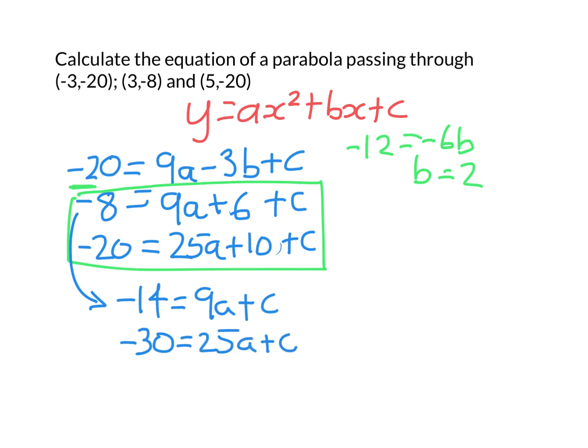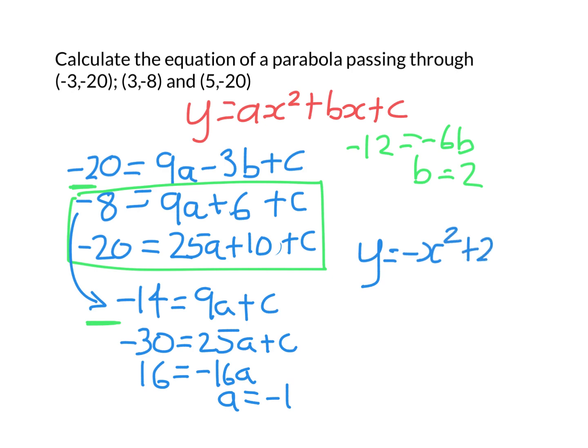So once again, I'm going to eliminate c by subtracting. -14 subtract -30 gives me +16. 9a minus 25a is -16a. So I get a is equal to -1, and we can see pretty clearly from this one that c must equal -5. So the equation will be y equals ax squared plus bx plus c, which was -5.